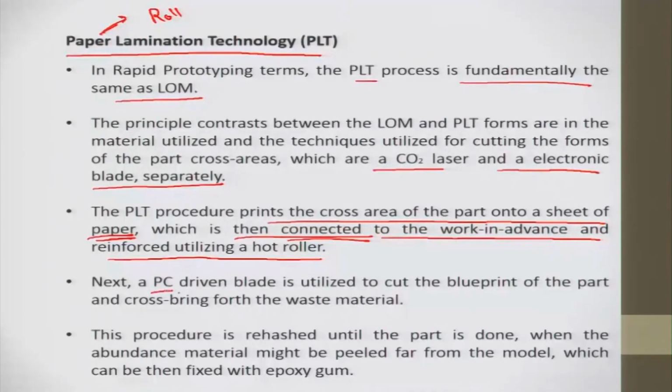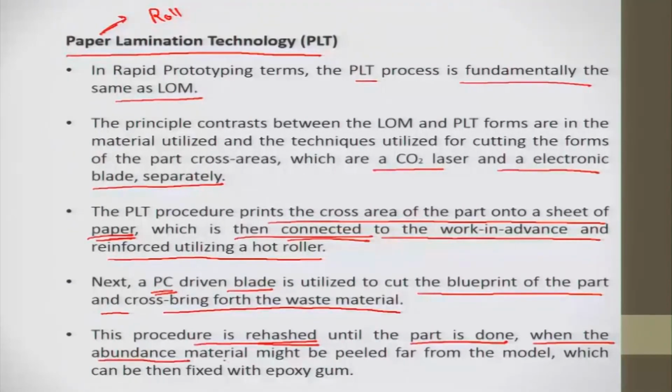Next, a computer driven blade is used to cut the outline of the part and cross hatch the waste material. This procedure is then repeated until the whole part is complete. The excess material may be peeled away or cut away from the model, which can then be finished with an epoxy resin.